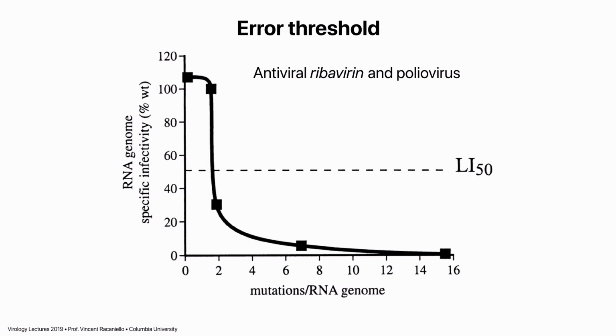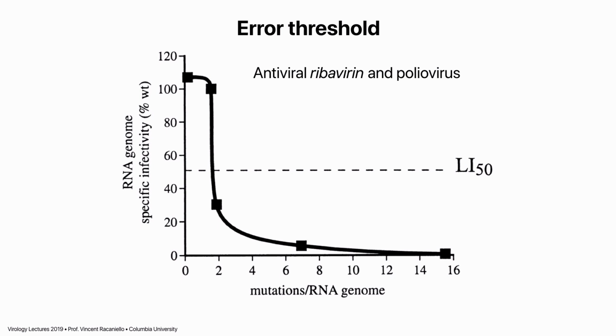Here's the experiment. It's done with an antiviral drug called ribavirin. Ribavirin used to be used to treat hepatitis C virus. It's a base analog that gets incorporated into the nucleic acid by the polymerase, and it causes mutations by a similar mechanism as aza-C that I just told you. And so here we have a graph where we've grown polioviruses in increasing quantities of ribavirin to get more and more mutations incorporated into the genome.